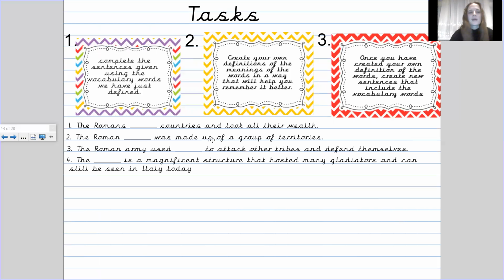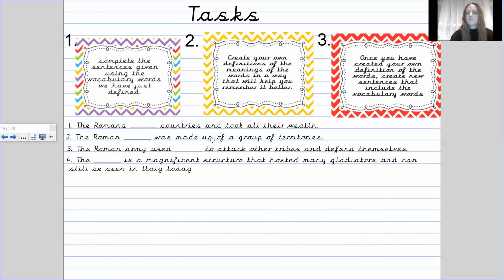The first one is to complete the sentences that are written below using the vocabulary words that we have just defined. So hopefully, while we were reading through the vocabulary words, you were writing them down and taking note of what they meant. So you will finish these 4 sentences and fill in the missing word. The missing word is one of the vocabulary words.